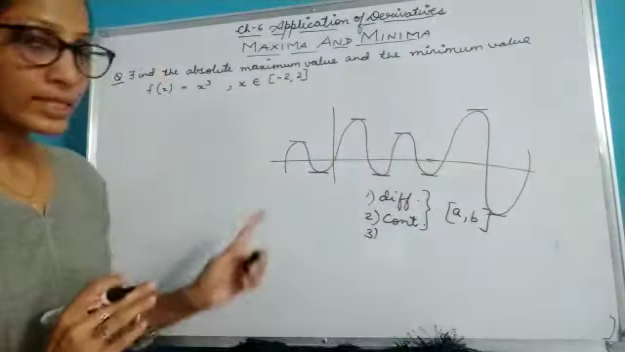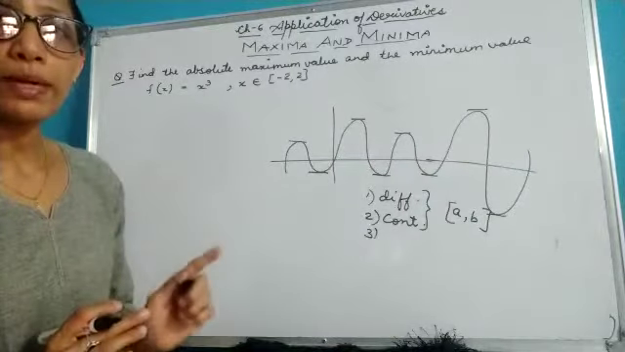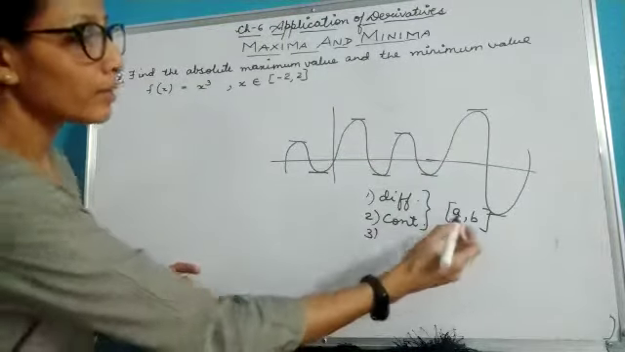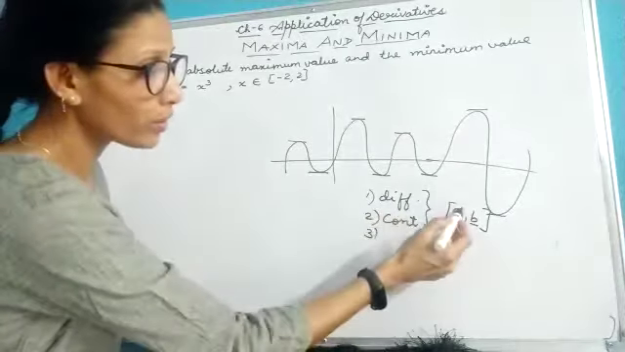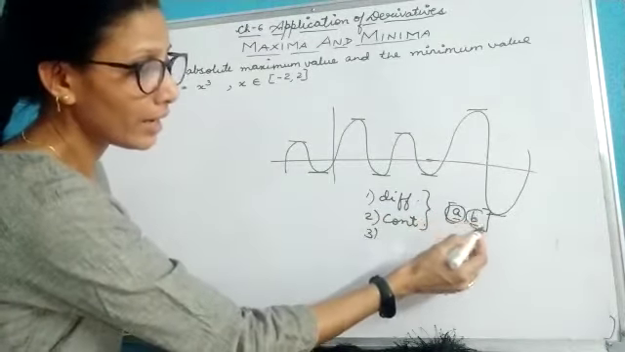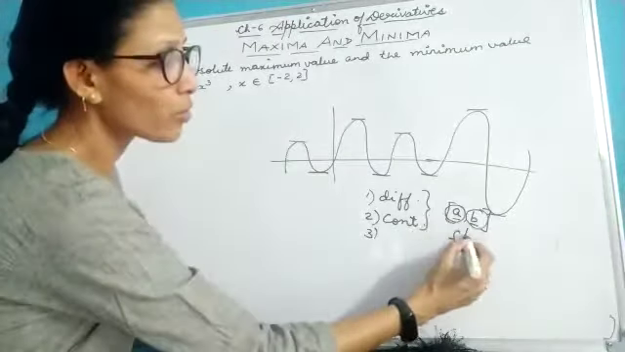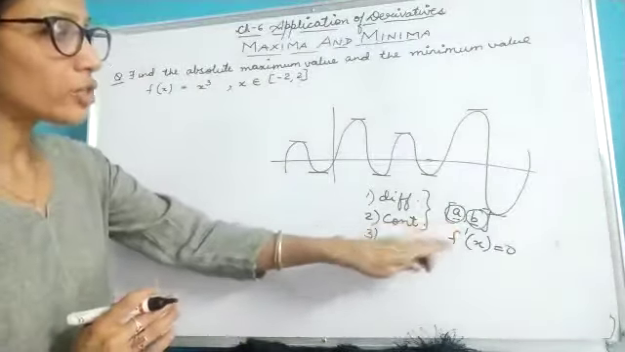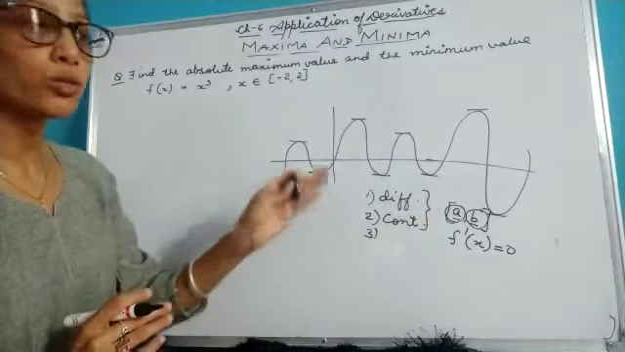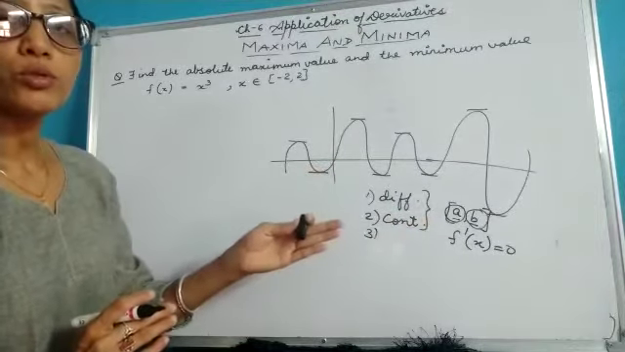Then the maximum, that is the absolute maximum, will lie at the stationary points, and the stationary point will exist at A and B, and yes, of course, where f dash x equal to 0. So this is the condition when we can get the absolute maximum or the absolute minimum.